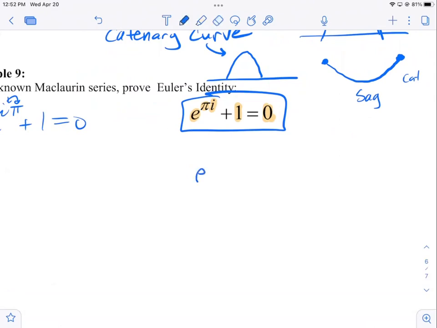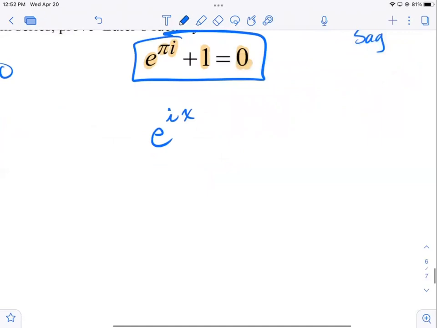So let's do it. If you look at e to the x times i, this is why it's typically written as i pi, because when you write it as xi, x is your variable, and you can write it as i times x. Okay, I think we could try that, Lauren. Let's try it.